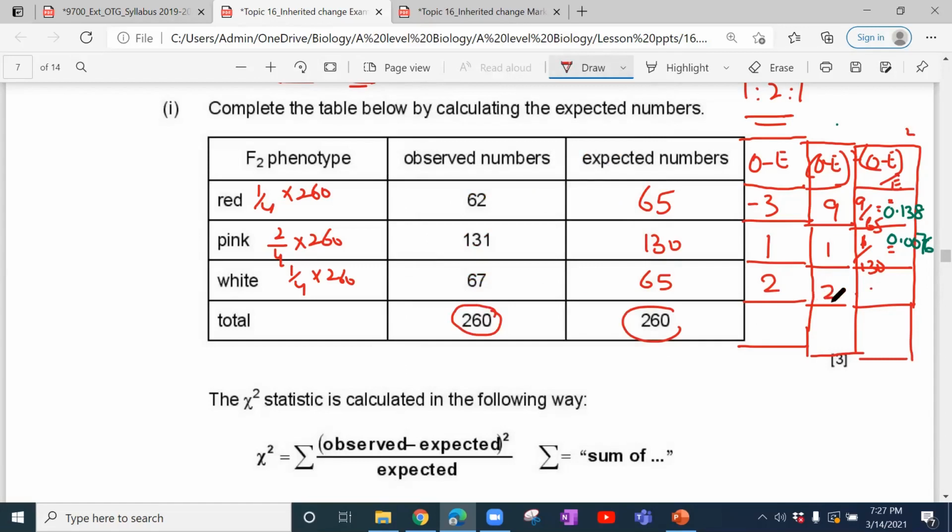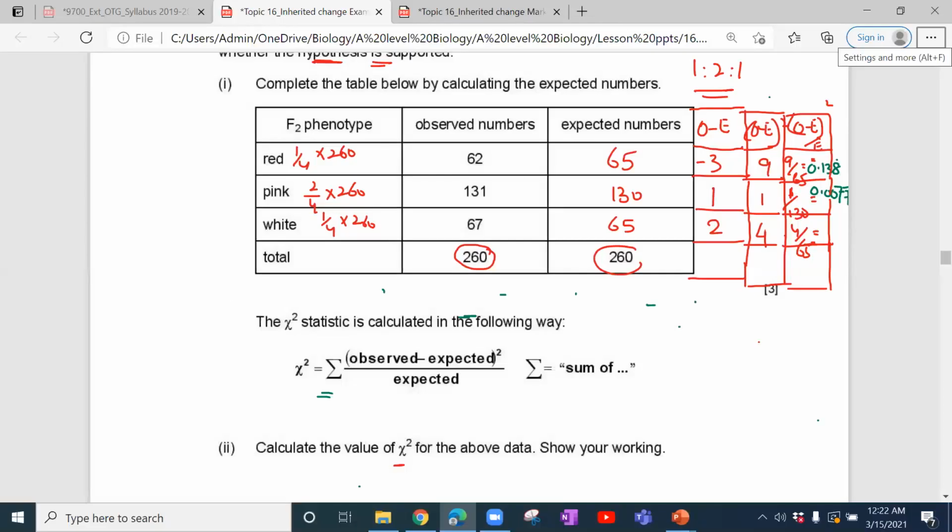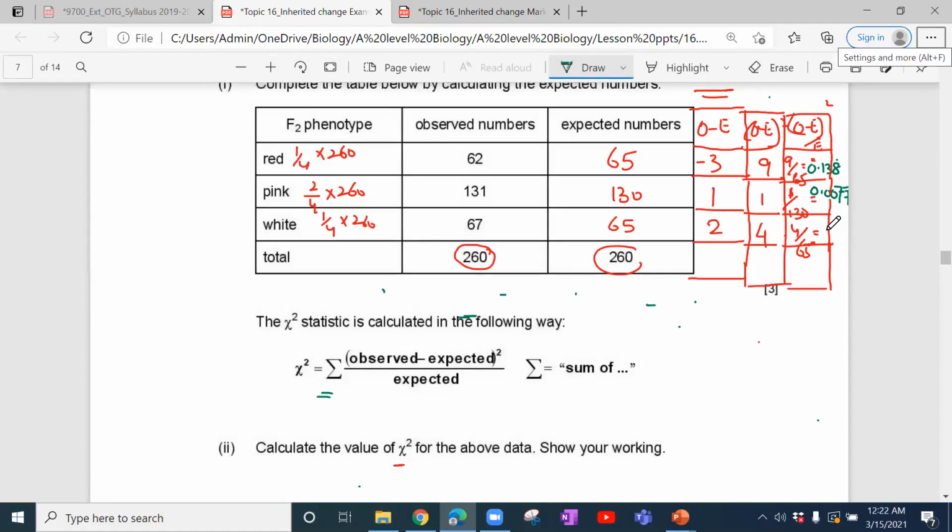ticket 2, and this should be a 4. Let me correct that. The square of 2 is 4. So this should be a 4, and 4 divided by 65 gives us 0.0615. It can be rounded to 0.062.